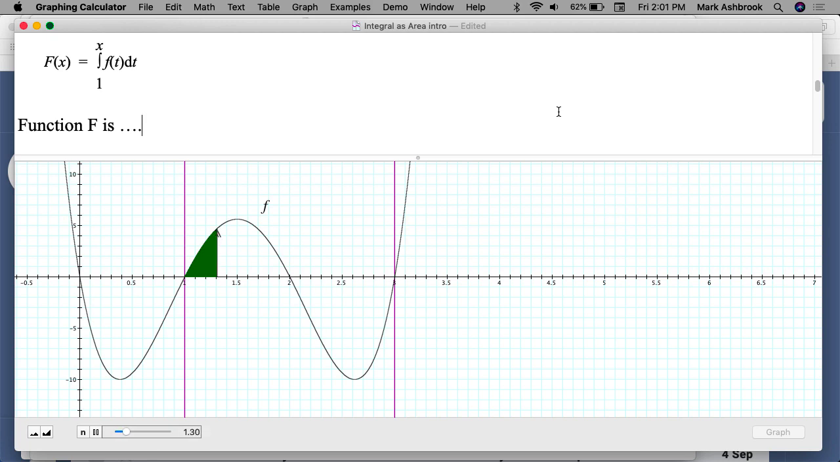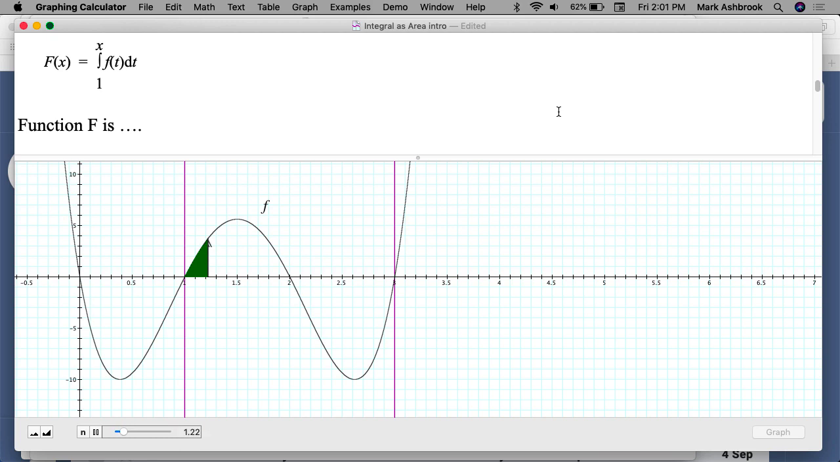We were looking at this function f, and looking at sweeping out area between f and the x-axis. And we had this associated function, capital F, which was the integral from 1 to x of f of t dt.